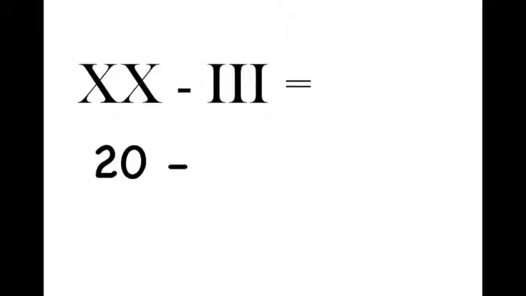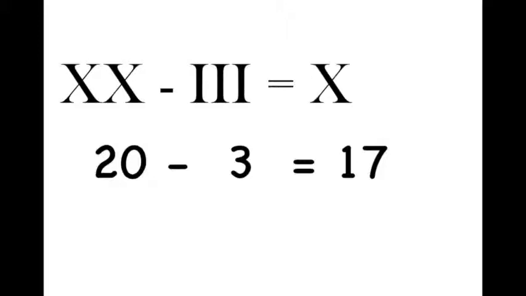And then we're going to take away I, which is, of course, 3. 20 take away 3, so counting backwards from 20 would give us 17. But the question was in Roman numerals, so we need to put the answer in Roman numerals too. To make 17, that's 10, which is X, and 7, which is 5 and 2 ones. So 17 is XVII.